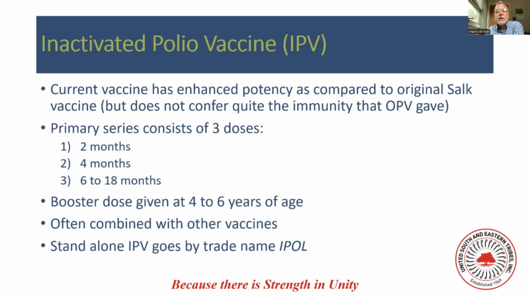So the current vaccine actually has more potency than the original Salk vaccine, but it's not quite as good as the oral vaccine. But you give the primary series in 3 doses, 1 at 2 months, 1 at 4 months, and then again at somewhere 6 to 18 months. A 4th booster dose is given at age 4 to 6 years. It's often combined, as you saw in that slide, with other vaccines. There is a standalone vaccine that you can obtain and give if you so desire. Next slide, please.